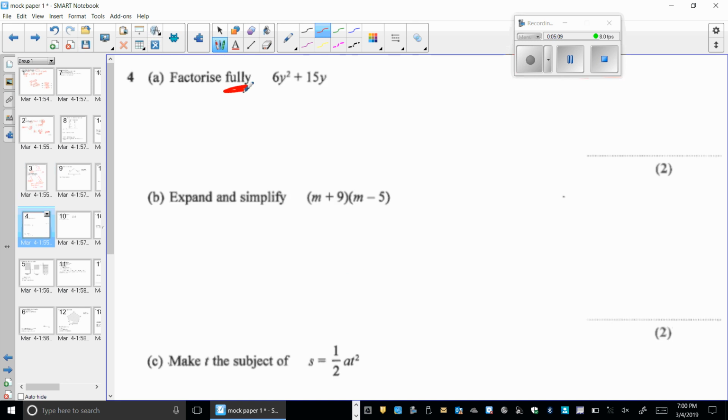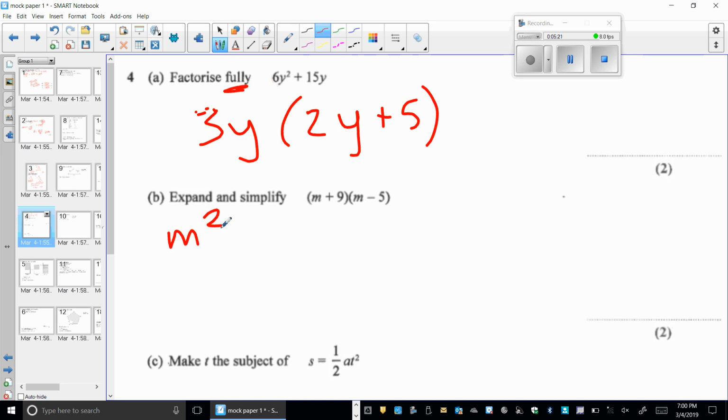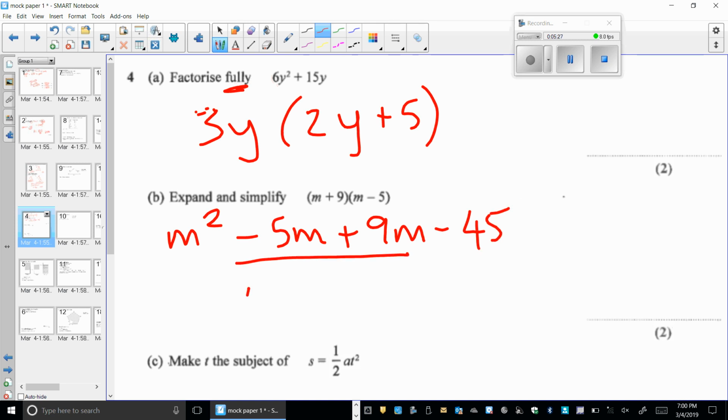Factorize fully, we need to make sure everything that's common comes out. So 3 and y is common, gives us 2y plus 5. Expand and simplify, so I'll do the full FOIL, m squared, 3/5m. And join like terms.